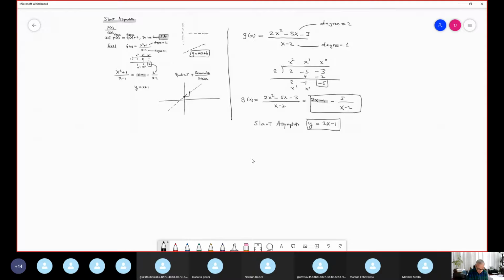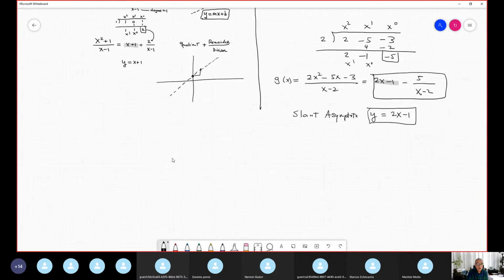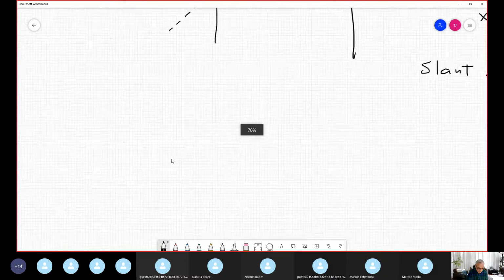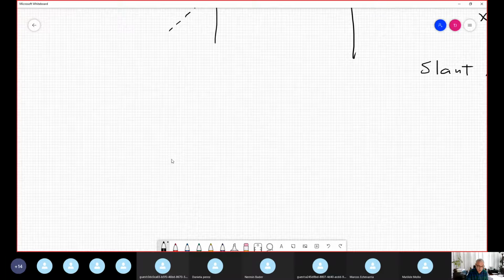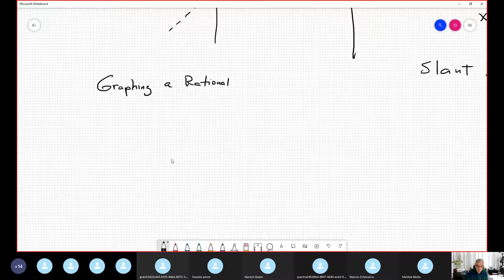Okay, so let me now explain the seven steps that we always do when you need to analyze a rational function. This is the graphing rational functions procedure.